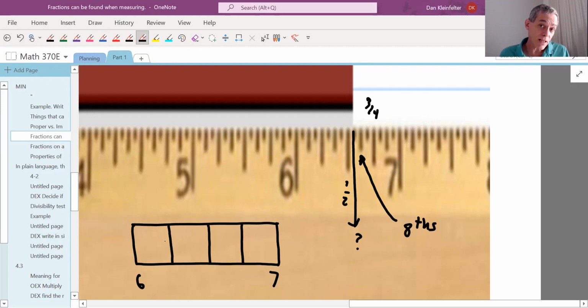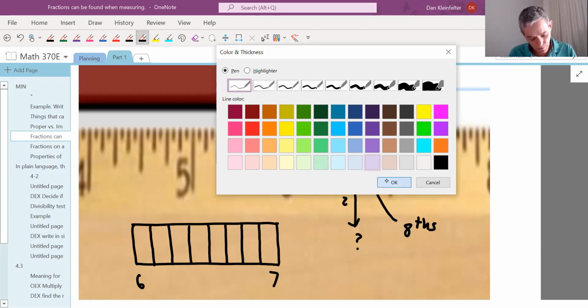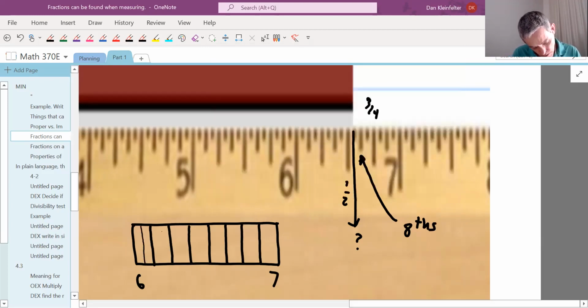All right, so let me take and divide our whole inch into eighths. So there should be 8 parts. And then this is halfway between the half and this eighth. So half of an eighth is a 16th. So let me put in one more set of divisions. This is kind of relaxing, isn't it? Nice. All right, so there we are.